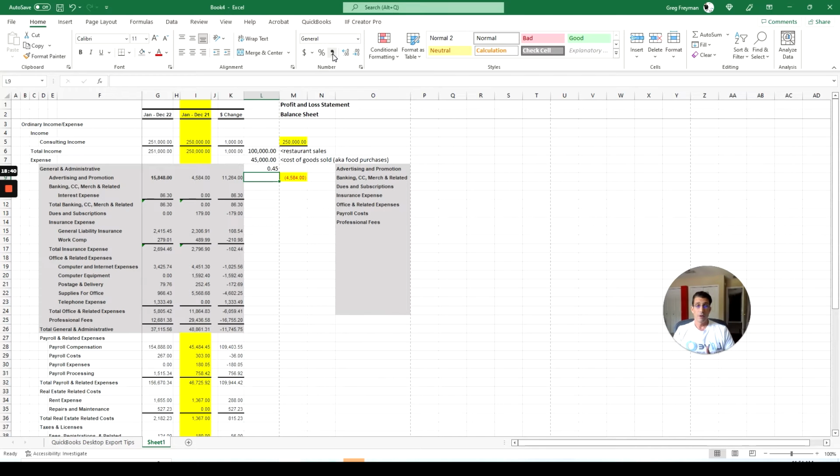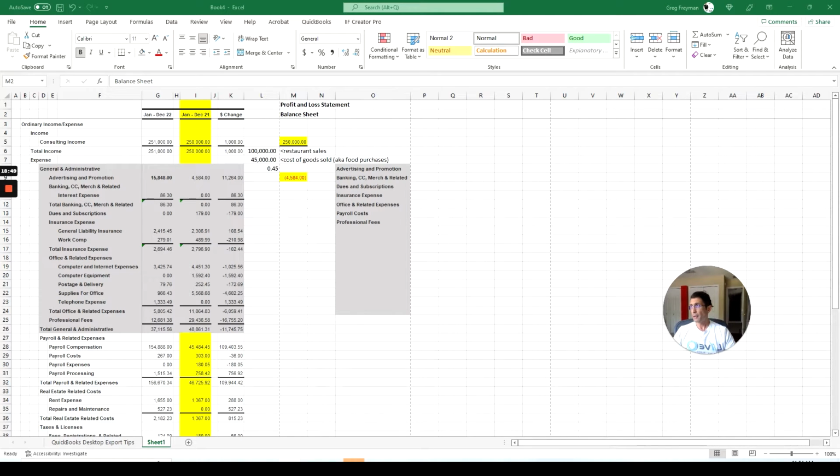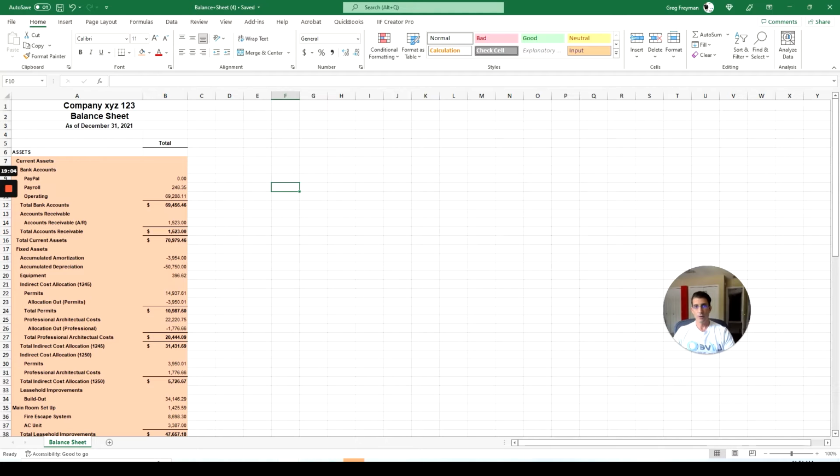That's the profit and loss in a nutshell, guys. Let's dive right into the balance sheet. How are they related? What is a balance sheet? What is it telling us? All right, I'm going to pull in a file in a minute. Give me 1 second here, please. So just prepare the balance sheet. All right. So here we have a balance sheet of a hypothetical company called XYZ123.